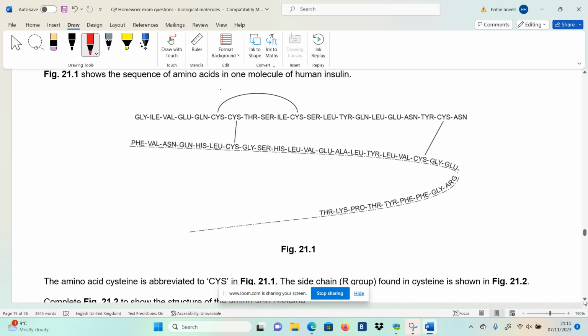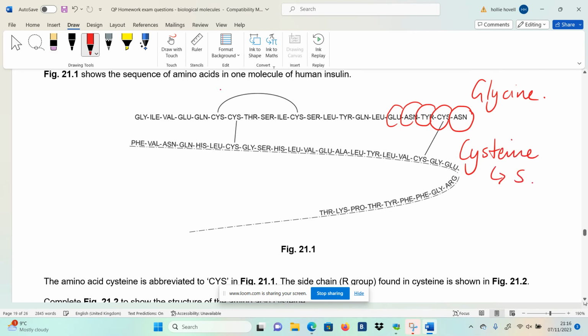Okay, so amino acids are often abbreviated to a 3-letter code. So that's an amino acid, that's an amino acid, that's an amino acid, that's an amino acid, that's an amino acid. The only amino acids you've probably really heard of are glycine, because that's the simplest one that we always talk about. And you will have heard of cysteine because when we look at disulfide bonds, that's the only one that contains the sulfur, and therefore that's the only one where you get disulfide bonds.